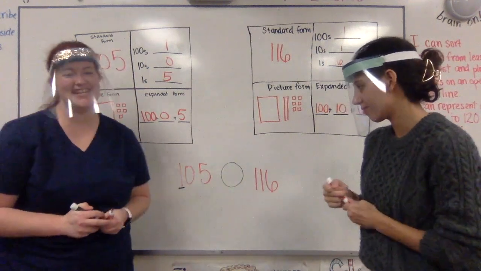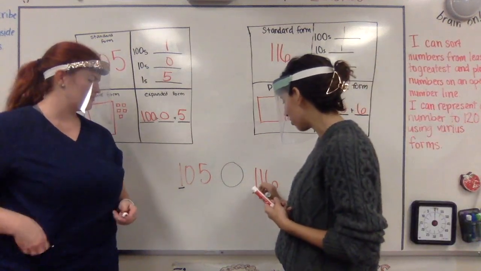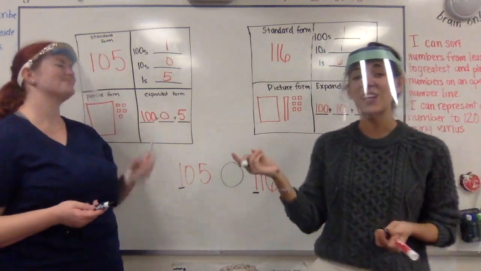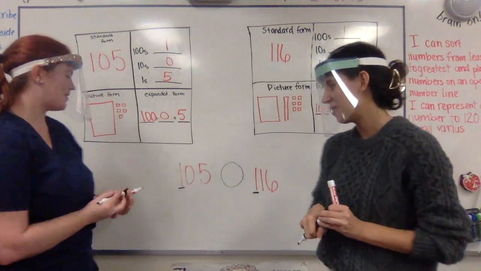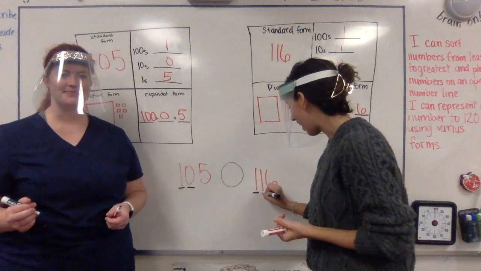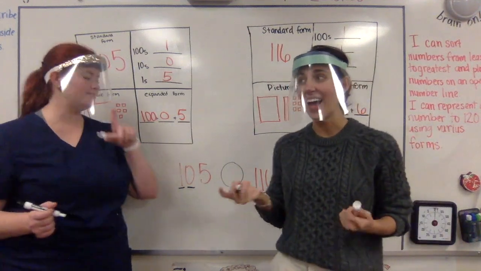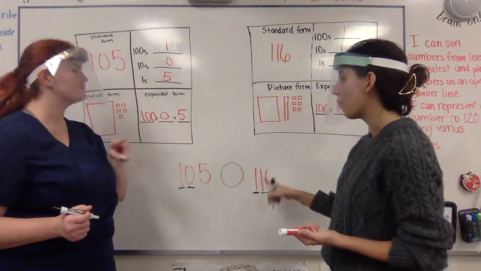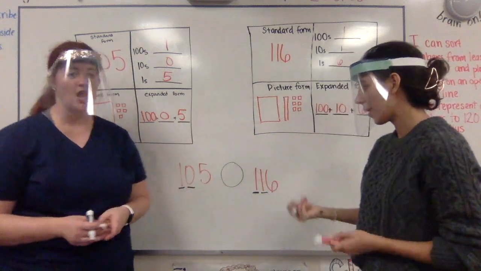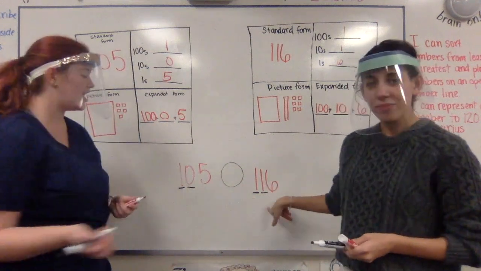I have a 1 in my hundreds place. Oh, well, I have a 1 in the hundreds place too. So, oh no, I remember they are not equal because we have to look at the next place. That's so right. Okay, in the tens, I have a 0. And I have a 1. Oh, that's not the same. That is not the same number. I know that 1 is more or greater than 0. That's right, and 0 is definitely less than 1. So this number, 105, is definitely less than 116.